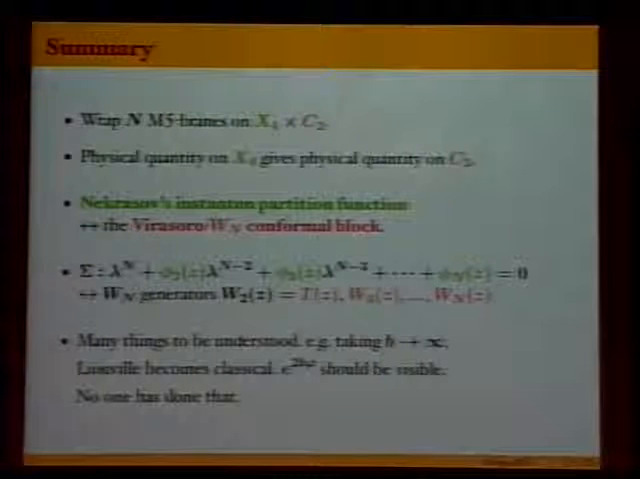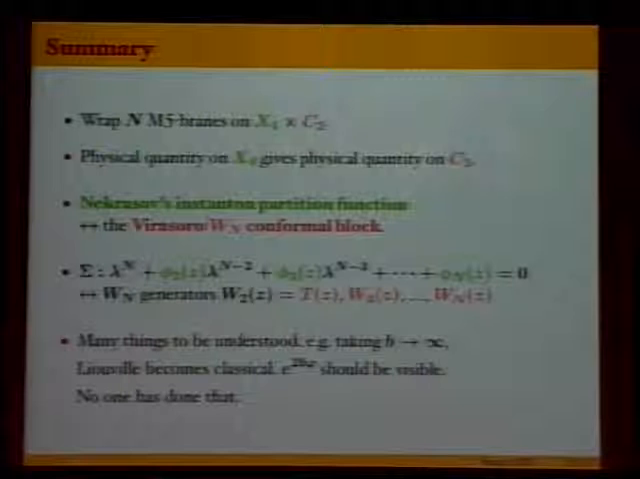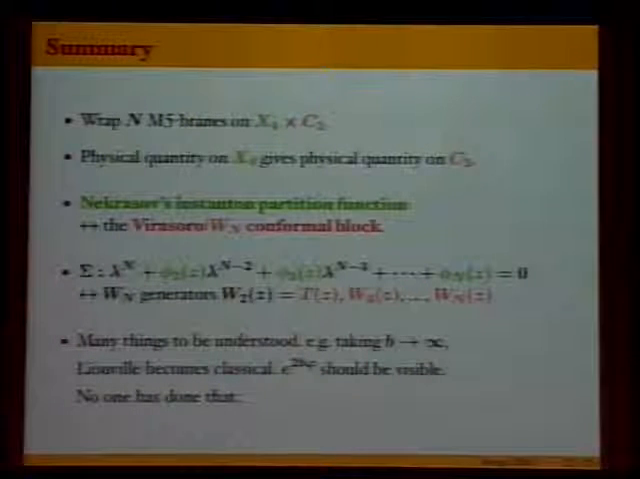For example, if you take the b goes to infinity limit, Liouville theory should become classical, right? So we should be able to see the classical Liouville boson with exponential interaction, but nobody has done that. So I hope somebody will clear that up. Thank you very much.